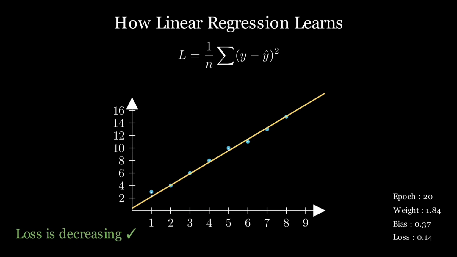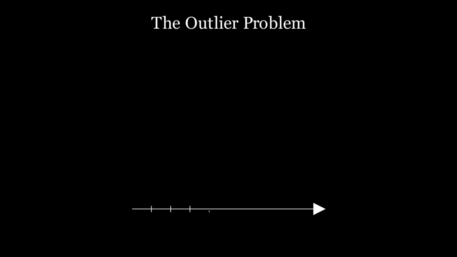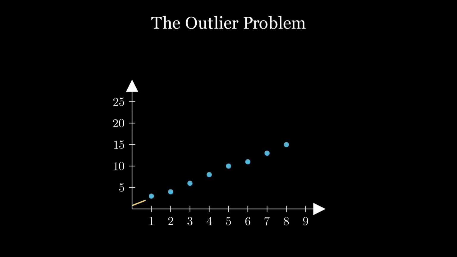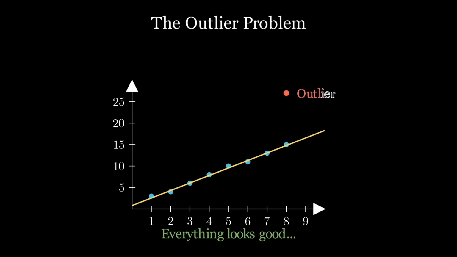But what happens if we introduce an outlier? Let's see that next. Our model now fits the data quite well. The residuals are small, and the loss has decreased significantly. Let's retrain the model after adding this single point. Watch carefully what happens to the regression line.